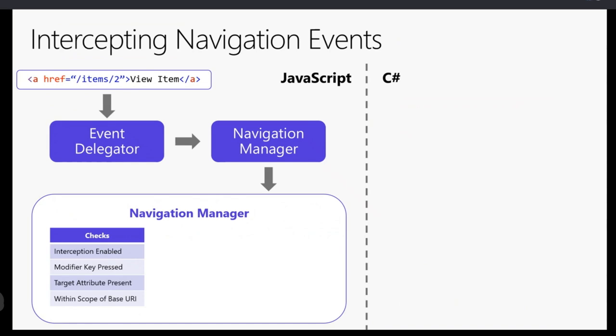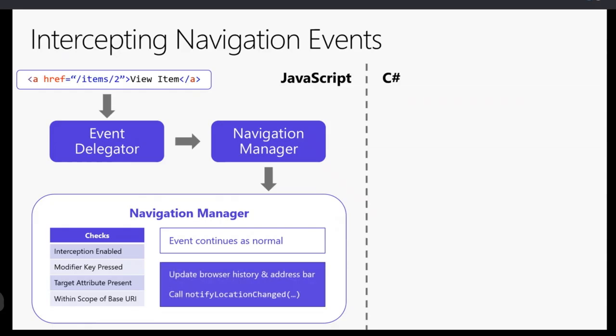So once all these checks happen, if any of them fail for whatever reason, then the event is allowed to continue as normal. So that will execute down its normal path. However, if all of these checks pass and the navigation manager feels it should deal with them, it's going to do two further things. It's going to update the browser history in the address bar. So I touched on this in the earlier slides. This gives us that feeling of navigation, okay?